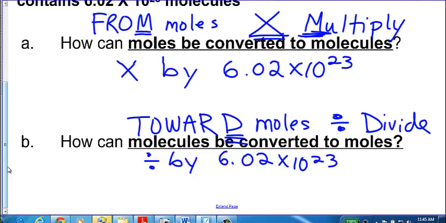Now be careful. When you're dividing, you're going to need to put this number in parentheses. Okay? Otherwise, your calculator will divide by 6.02 and then take that answer and multiply by 10 to the 23rd. So you have to make sure that number is in parentheses.